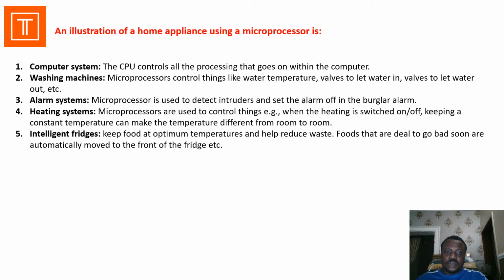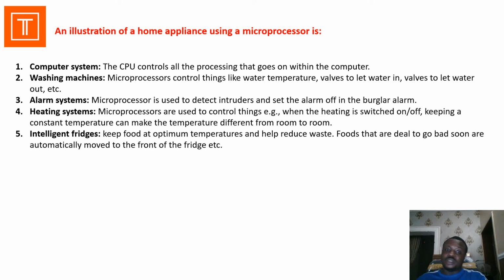An illustration of home appliances using a microprocessor. Example, computer system: the CPU controls all the processing that goes on within the computer. Washing machine: the processor controls things like water temperature, valves to let the water in, and valves to let the water out. Alarm system: the processor is used to detect intruders and set off the burglar alarm.